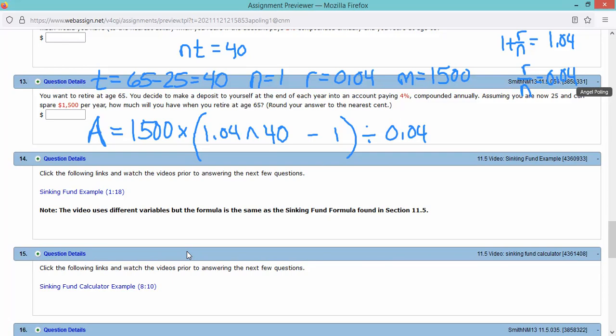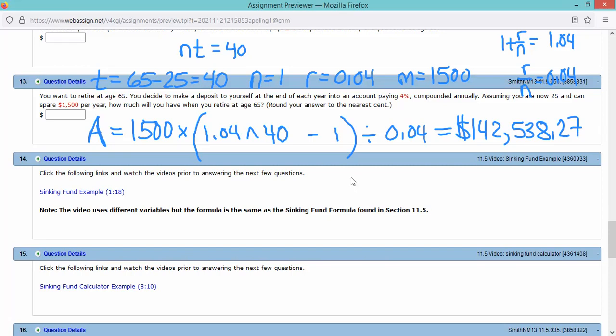So if we enter this into the calculator, I get $142,538.27.